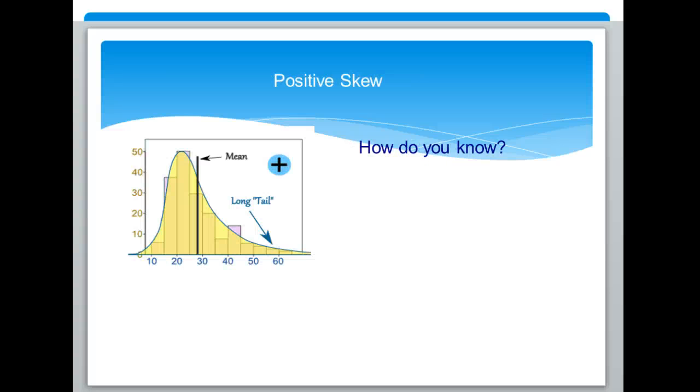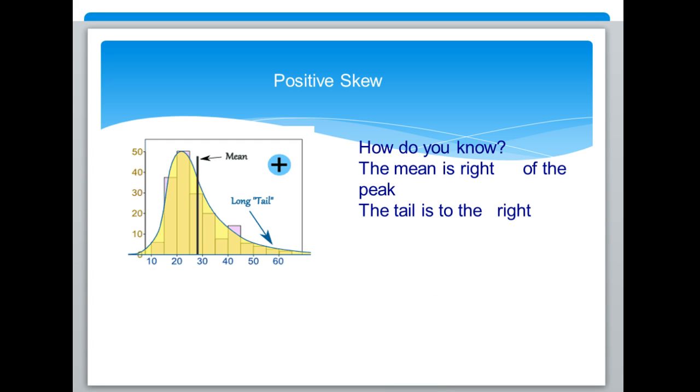And then the last one is your positive skew. And again, you have your long tail over here. This is the mean of the data. So if the mean of the data is to the right of the peak, that's going to indicate a positive or a right skew. Also, the tail is again to the right, which gives you a right or a positive skew. So your mean is to the right of your peak, and that gives you the right skew.